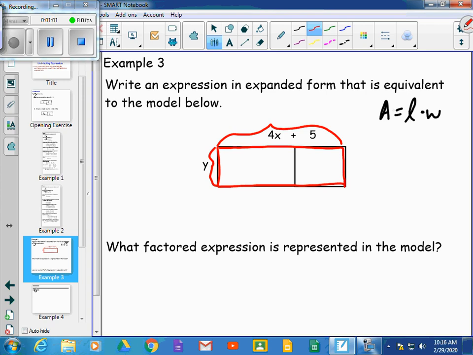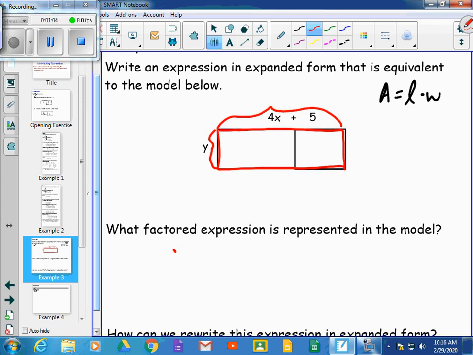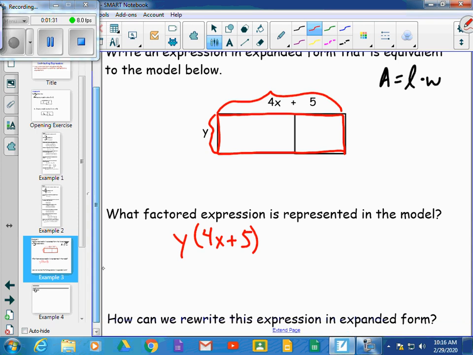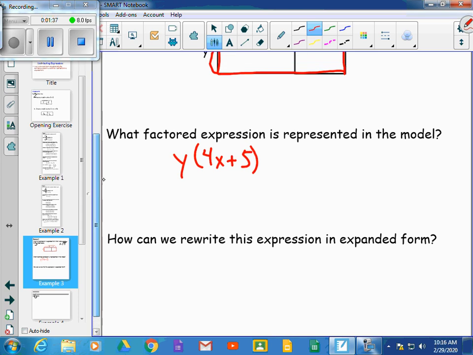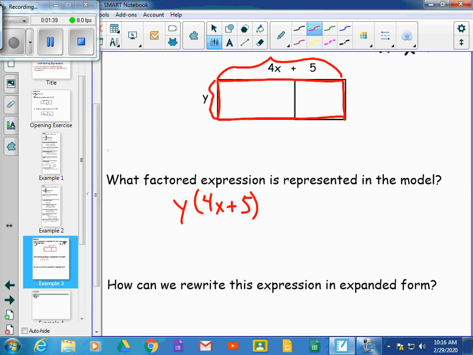So what we can say is if we substitute the length as y and multiply it by the width, 4x plus 5, we get a factored form of y times the quantity 4x plus 5. We're taking y as our length times 4x plus 5 as our width. Now, how can we rewrite this expression in expanded form?